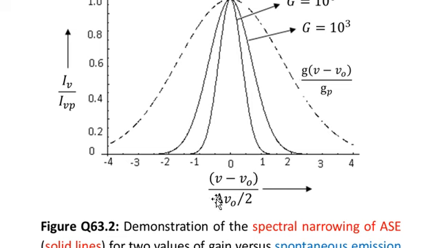And on the horizontal axis we are plotting nu minus nu naught divided by the width of these signals, that is delta nu naught divided by 2. So we are also plotting the normalized value of these frequencies on the horizontal axis. So nu minus nu naught divided by delta nu naught divided by 2 is a normalized, dimensionless parameter. So these are the dimensionless quantities plotted on the horizontal axis.